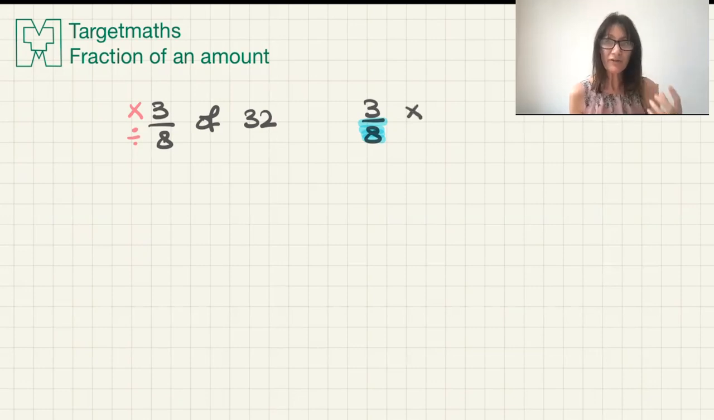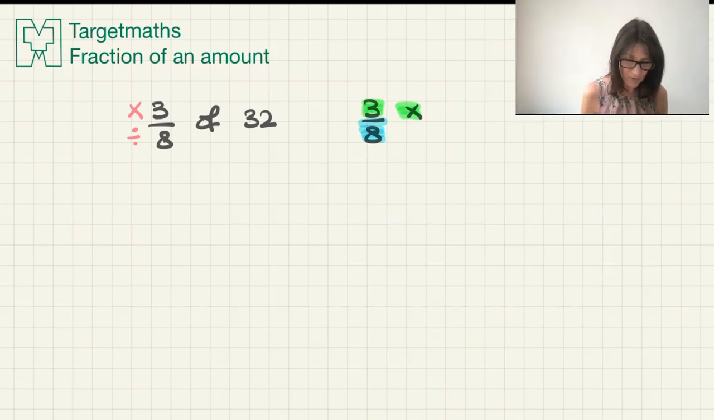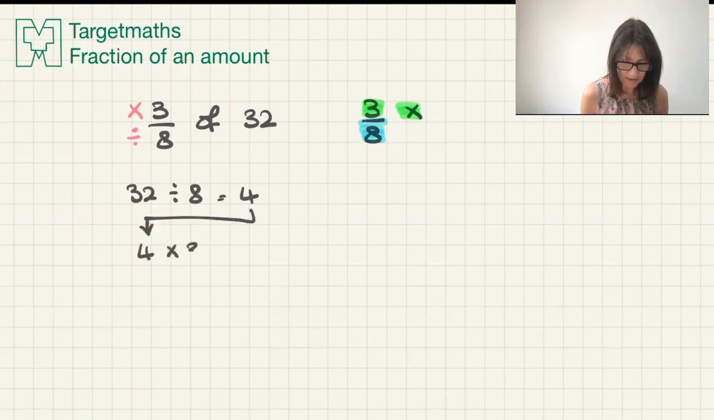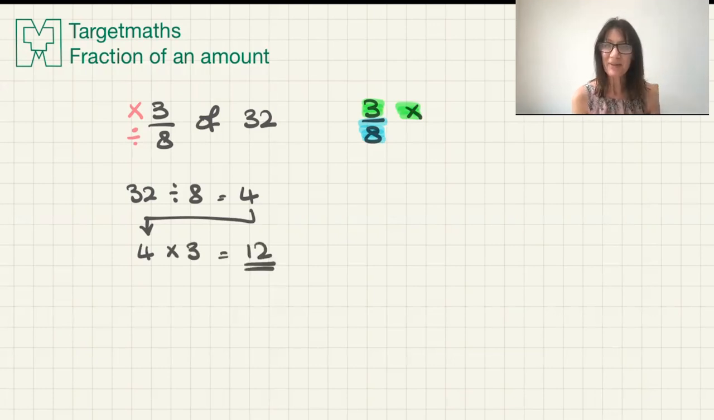So when I'm trying to find the fraction of a number, I've used the denominator and all that I've got left now is the numerator and a times sign. So I times by the top. So that's why we do divide by the bottom, times by the top. So let's do this actual question. 32 divided by 8 is equal to 4. And then 4 times by the top, so times by 3 is 12. And that is it.